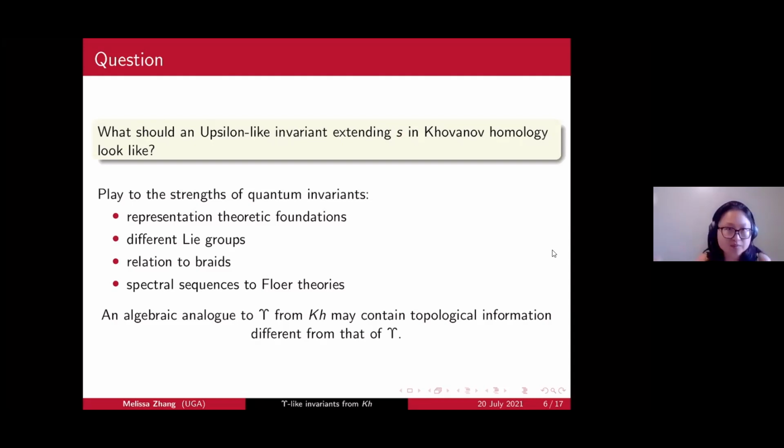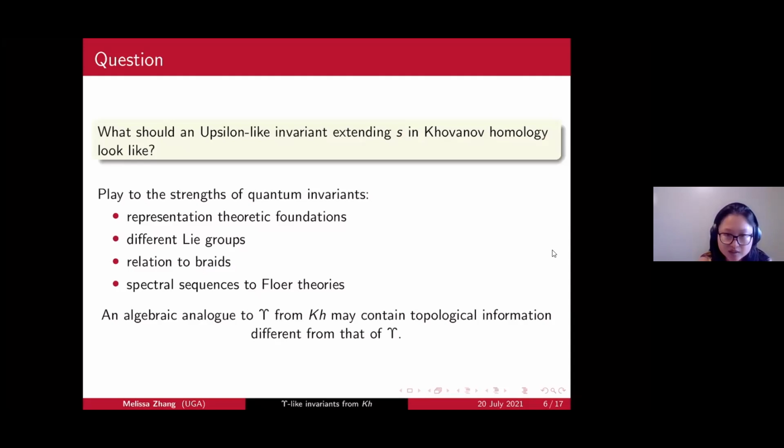So as you've seen many times throughout this and last week, there are a lot of strengths of quantum invariants that we could look at. First of all, we know that there are representation theoretic foundations, so we can think of everything in terms of that. In particular, we could think about, what if we use a different Lie group? Instead of SL2 homology, we can look at SLN homology. There's also a strong connection between quantum invariants and braids. So we could use it the other way and ask, what does my Upsilon-like invariant tell me about braids?